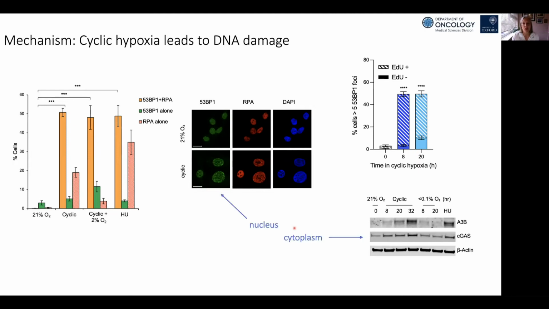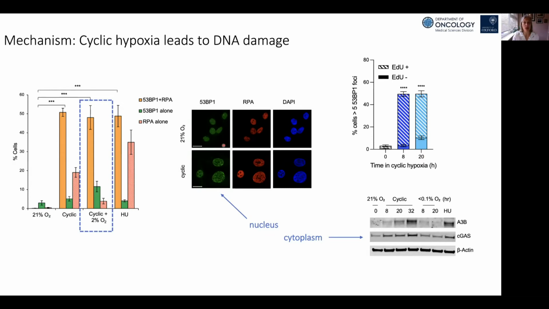We also found evidence that the DNA damage was detectable in the cytoplasm. So when we looked at the cytoplasmic DNA marker cGAS, then we could see that this was accumulating in the cells exposed to cyclic hypoxia. So these cells have also got this nuclear damage, whereas it does not accumulate in chronic hypoxia. So we definitely have DNA damage in these conditions as well.